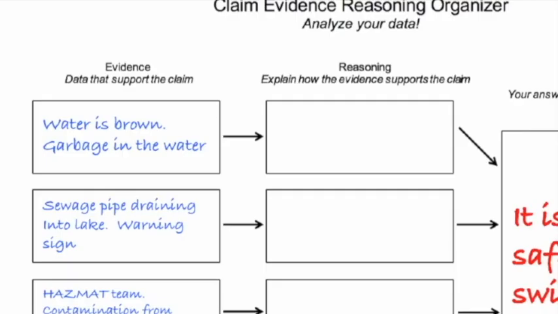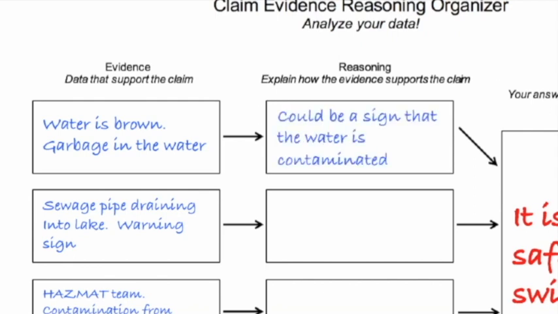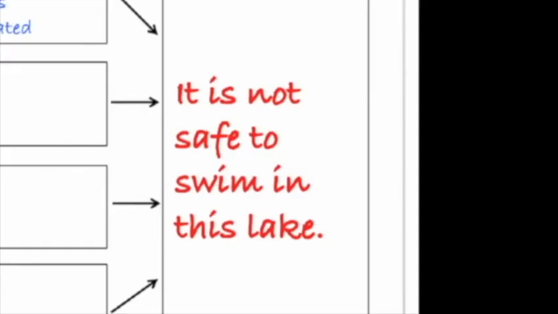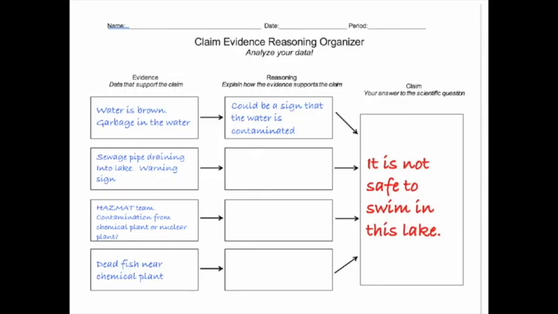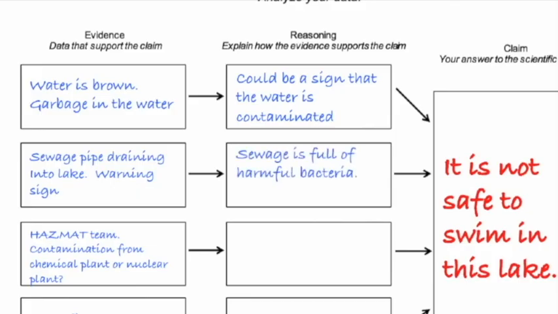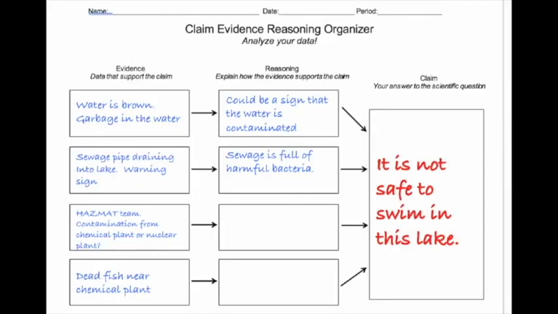First, we have brown water with garbage in it. In the reasoning section, we can write, "Could be a sign that the water is contaminated." And of course, if it's contaminated, it is not safe to swim in this lake. Next, we have the sewage pipe draining into the lake. Sewage is full of harmful bacteria. And since sewage is full of harmful bacteria, this supports our claim that it is not safe to swim in this lake.